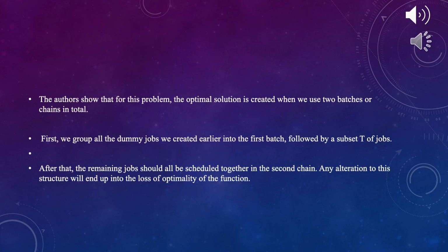An important point to note is that an optimal solution for this particular problem is going to have 2 batches or 2 chains in total, and this was proved by contradiction in the paper. So first of all, we schedule all the dummy jobs into the first batch, followed by a subset T of jobs. After that, the remaining jobs are scheduled together in the second chain, and any alteration in this particular structure is going to result in a loss of optimality of the function.